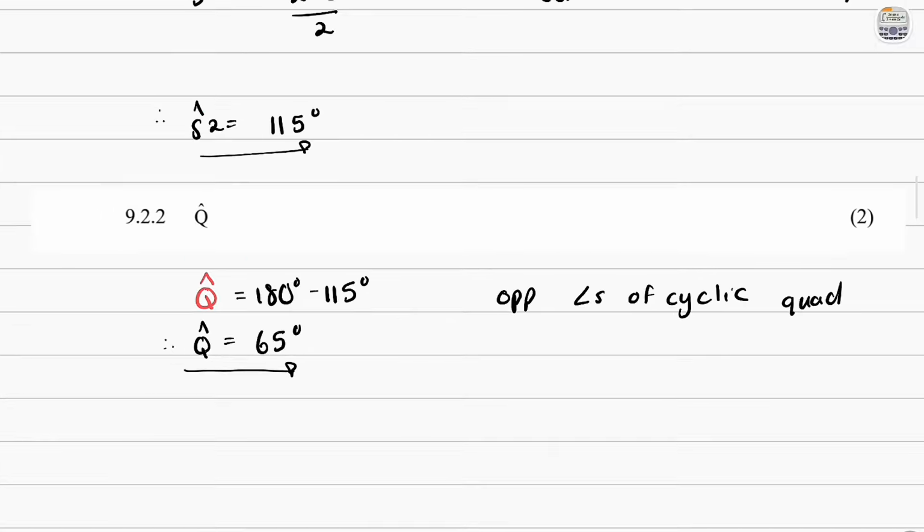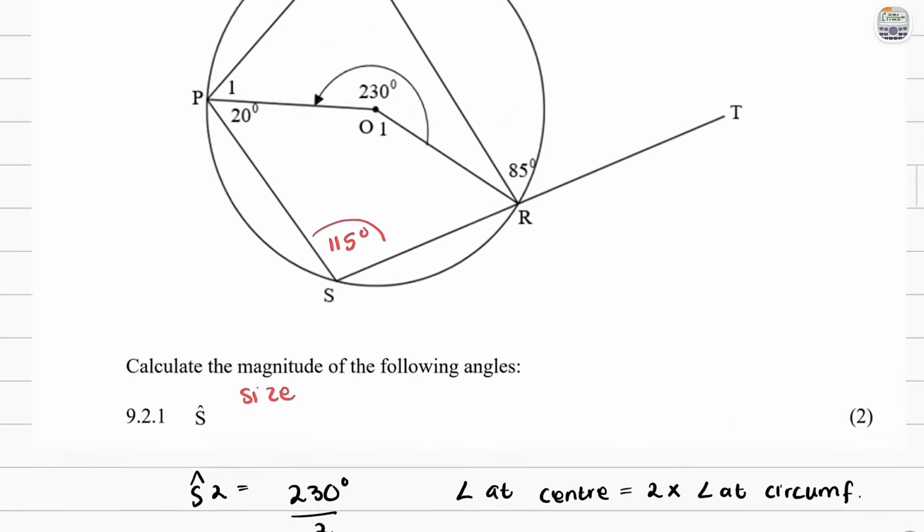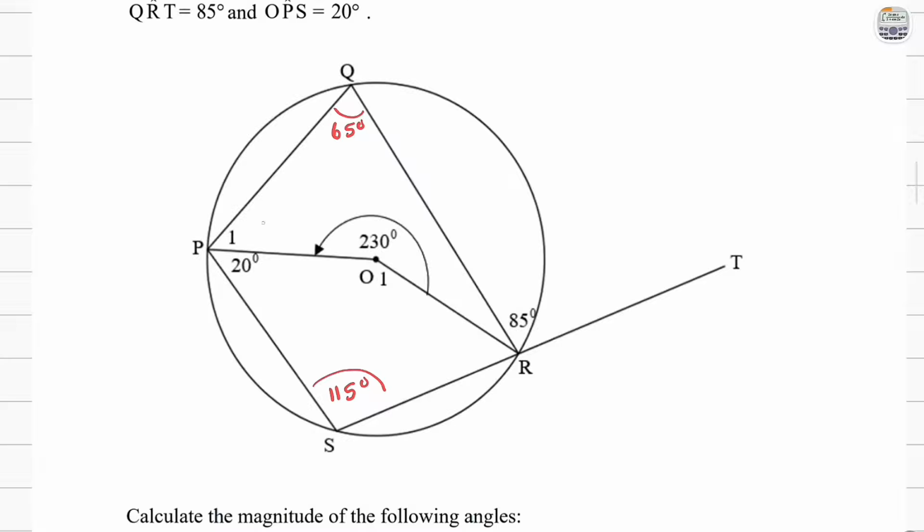Moving on to the next question. Question 9.2.3 says we need to find the size of angle P1. So looking at angle P1, it's way over here. Together with this, it is the interior opposite angle, and we have an exterior angle of 85 degrees. So the exterior angle of a cyclic quad is equal to the opposite interior angle. So when we add these two together, they should give us 85 degrees. Okay, so that is 65 as well.